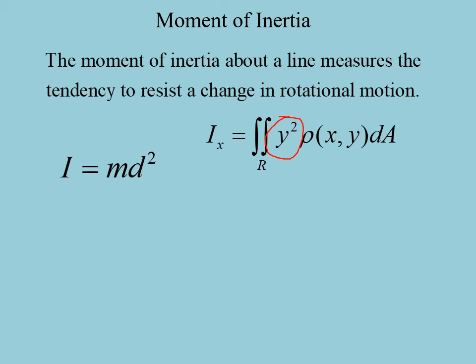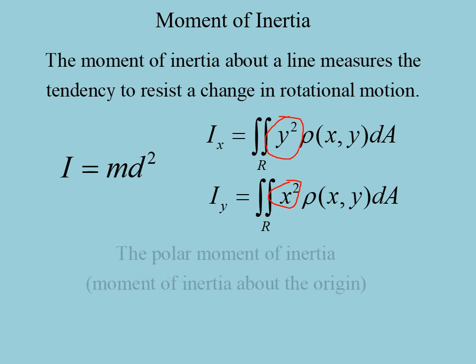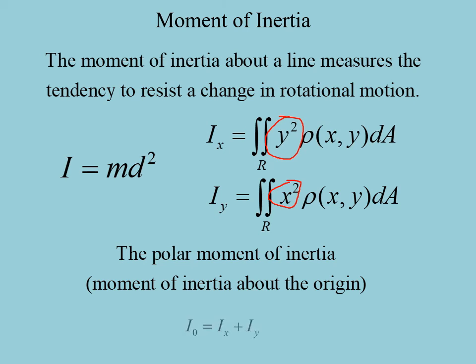Notice everything else remains the same as the formula for mass. Likewise, the moment of inertia about the y-axis contains an x squared in addition to all the components of the mass. There's one other item that we might need to compute, which is the moment of inertia about the origin. That's pretty straightforward. It's just the sum of the previous two.